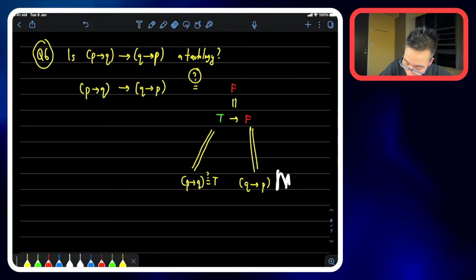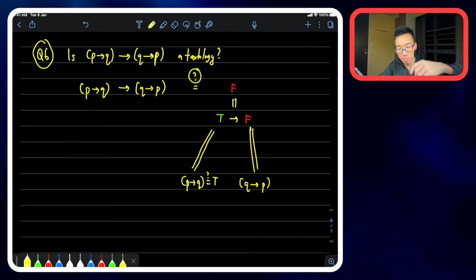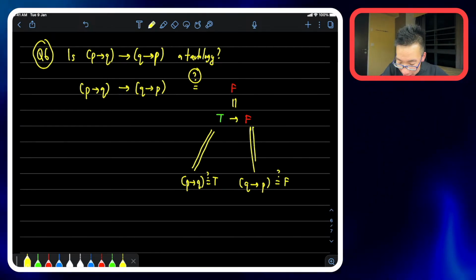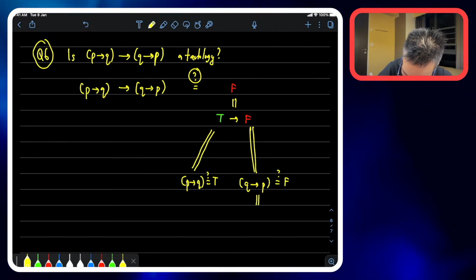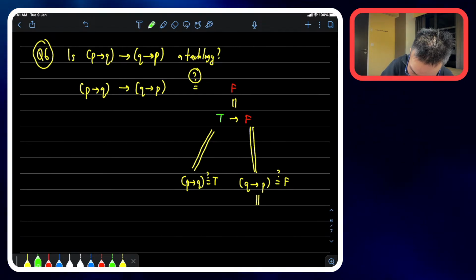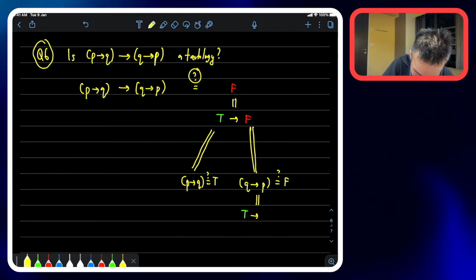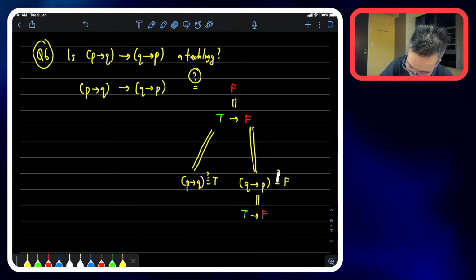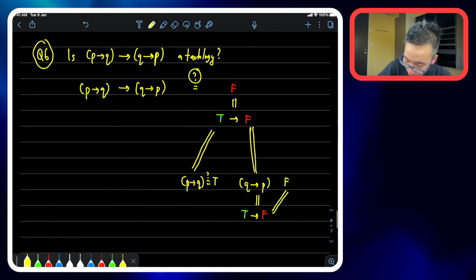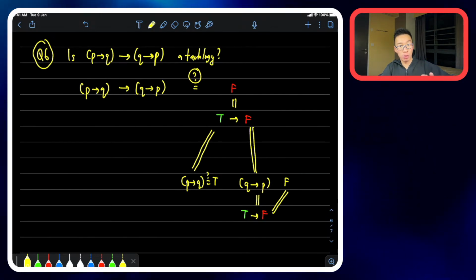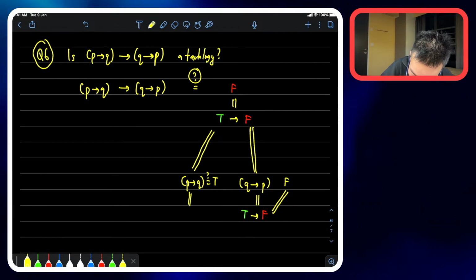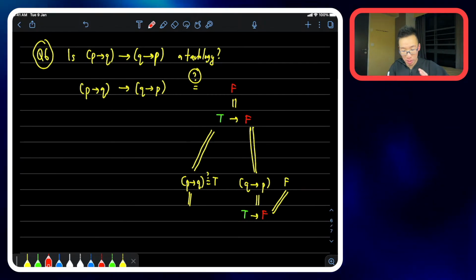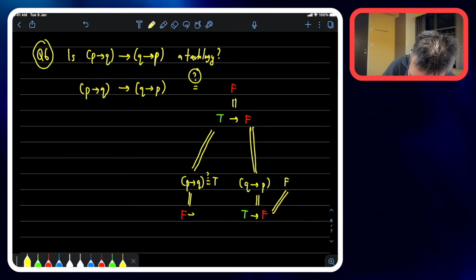In fact, if we think about it, we can get Q implies P to be false when Q is true, P is false. This will definitely allow Q implies P to be false. That's going to happen. And if that's the case, we will require that P over here is the same exact P. So it's false implies true.